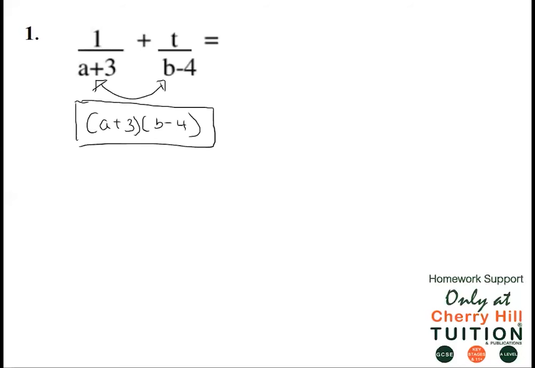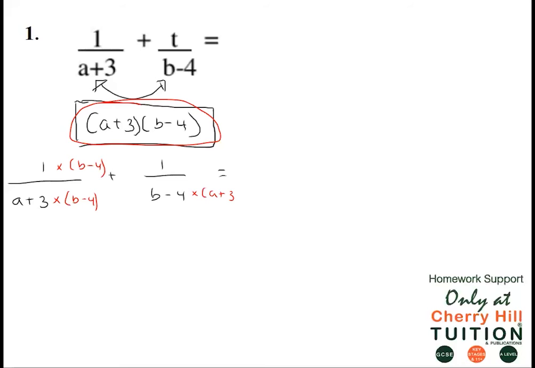So let's rewrite this question here. So 1/(a+3) plus t/(b-4). Okay, so we need to now convert both fractions into fractions that have this denominator here. Now with the first fraction, we need to multiply the denominator by b minus 4. And as explained previously, we need to do the same to the top, leaving us with multiplied by b minus 4 at the top. The second fraction, we need to multiply by a+3, and we do the same to the top.